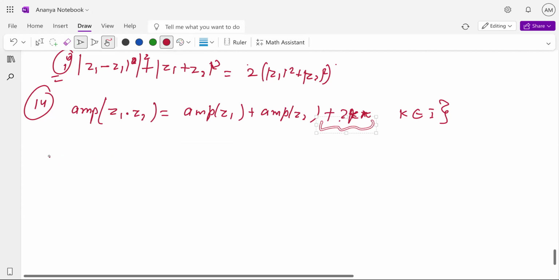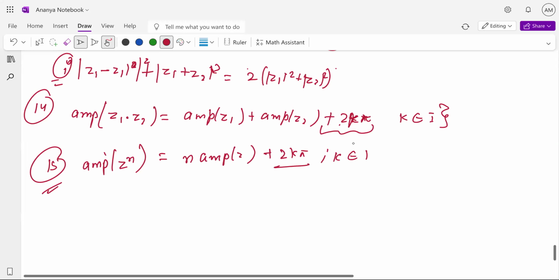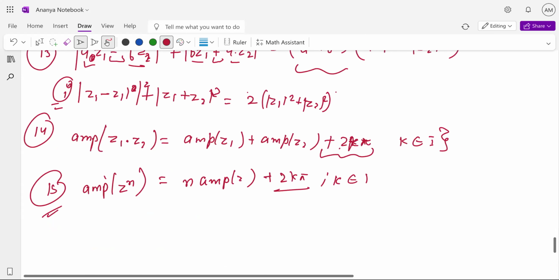Another property, what can be? Okay, 15, the last property I'll say. One property, I'm missing something. Okay, the power of z. What it should look like, it will be n times amplitude of z, plus 2 times k pi. This is one more thing. Yeah. Okay. So these are the final properties, we are getting all things. Where this k should belong to I. These are all properties of your complex number.